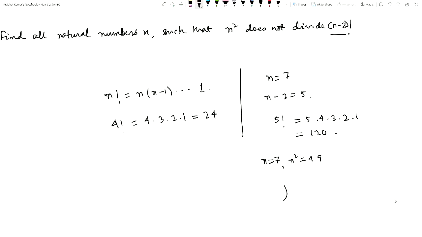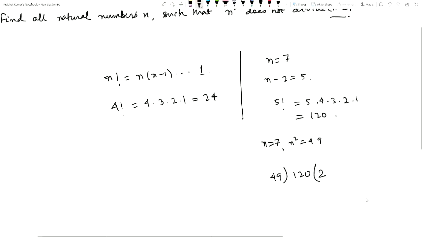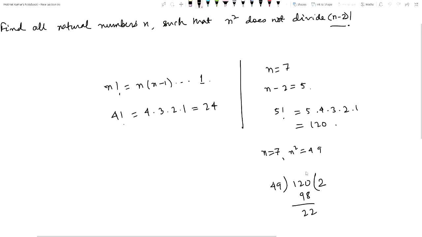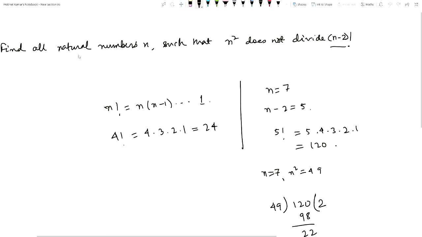Now if we try to divide (n minus 2) factorial, that is 120, by 49, what should we get? The quotient will be 2, that is 98, right? And the remainder is 22. So 120 is not divisible by 49. So this is a solution to this question. If we choose n equal to 7, we see that (n minus 2) factorial is not divisible by n square, right?